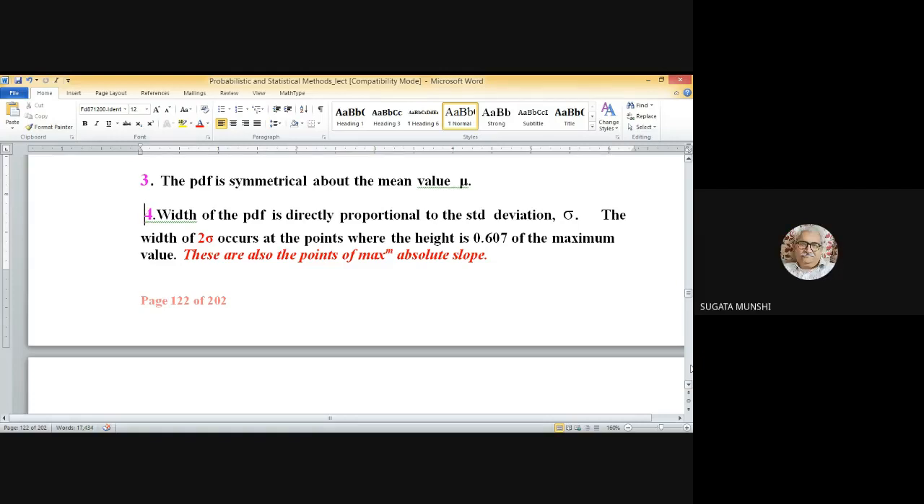0.607 of the maximum value. What is the maximum value? It's 0.4 by sigma. So 0.4 by sigma times 0.607. At mu plus sigma and mu minus sigma, this is the value of small fx.